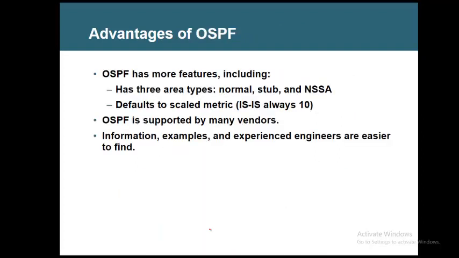So advantage of OSPF: it has got more feature like normal area, stub area, not so stub area. Default to scaled metric, ISIS always 10, meaning OSPF uses the bandwidth and calculates the cost according to the bandwidth, so it's a scaled metric, whereas in ISIS it is 10 always. OSPF is supported by many vendors. Yeah. ISIS is not supported by many vendors.